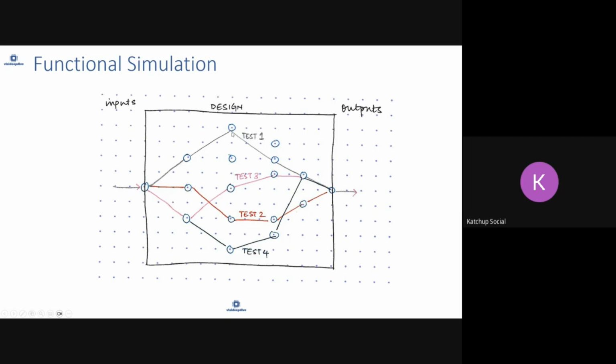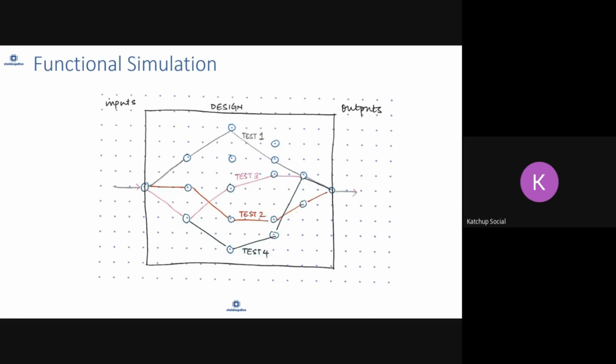What I mean by path is, let's say this is the state space: what are the state possibilities in the design? One test bench is going to take this path, another test bench is going to take this path, and another will take this path. And as you can see, if it's a big design, there are multiple state possibilities within it.